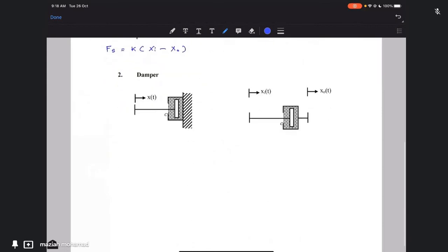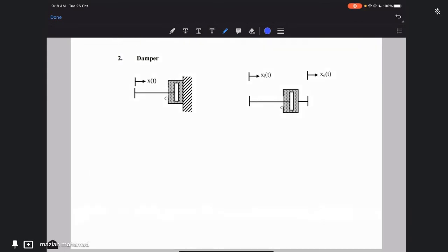The second element is the damper. The equation, you can see there are also two conditions here. This is the first one, this is the second one. For the first one, the force for the damper is equal to Cv, where v here is velocity. C is the viscous damping coefficient, multiplied with the velocity, so you provide the force.